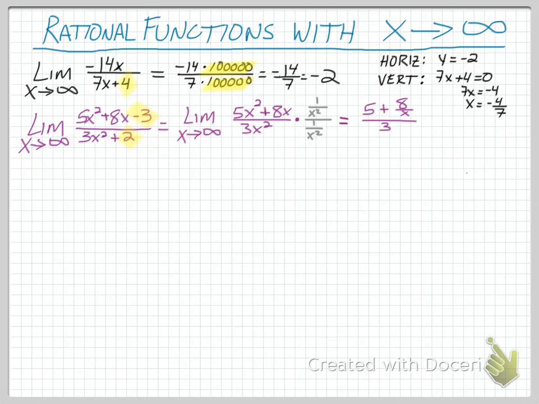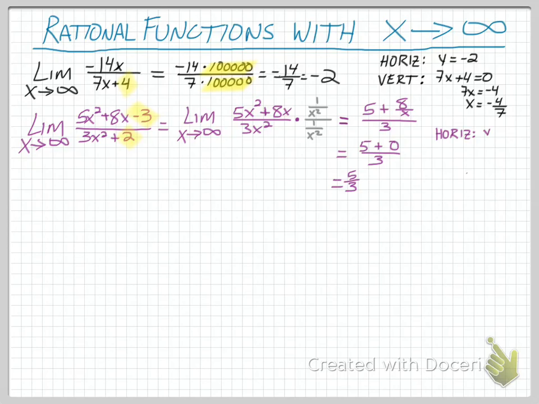Now why do we do that? Well, if we pick a really big number now for x, we know 8 over a really big number is going to be practically 0. So we're left with 5 plus 0 over 3. And now that's really easy. We have our limit of 5 over 3.